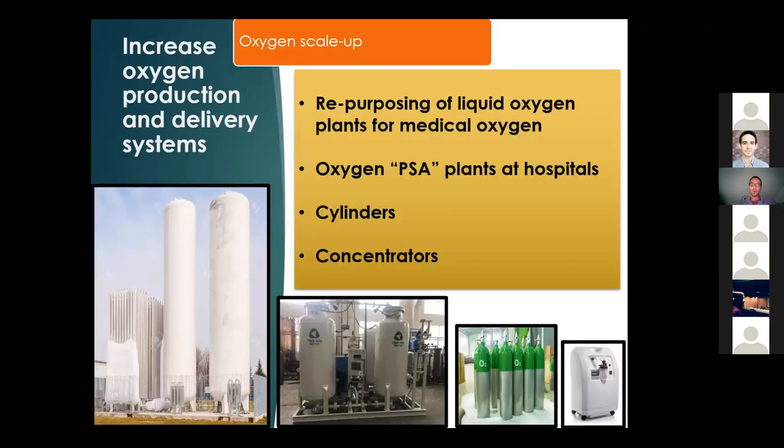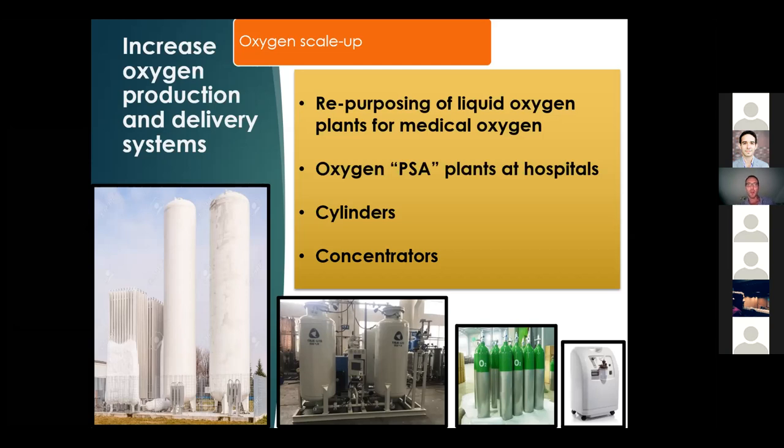Just to touch on the scale up of oxygen. Often what is considered the primary thing is production of oxygen, making sure we have oxygen in country. And of course that is an essential part of it. And there are all these different ways we can produce more oxygen. The largest way is shown in the pictures on the left, which is liquid oxygen plants producing a lot of oxygen that can then be transported around the country.